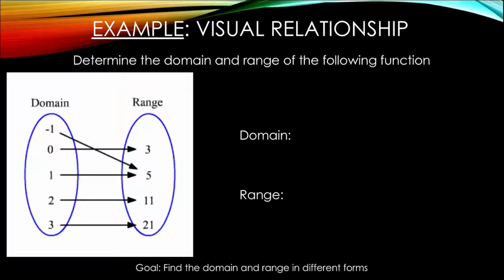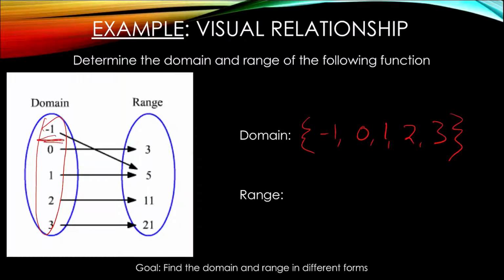Alright, so to determine the domain and range of the following function. So the domain is simply all of these points. So I'm going to draw one of these little braces. We get -1, 0, 1, 2, and 3. The reason I had to do braces is because I don't know if there's something between -1 and 0 or 0 and 1. So I have to do each point individually.